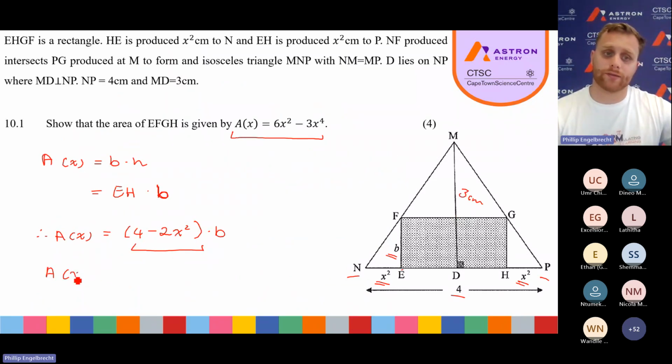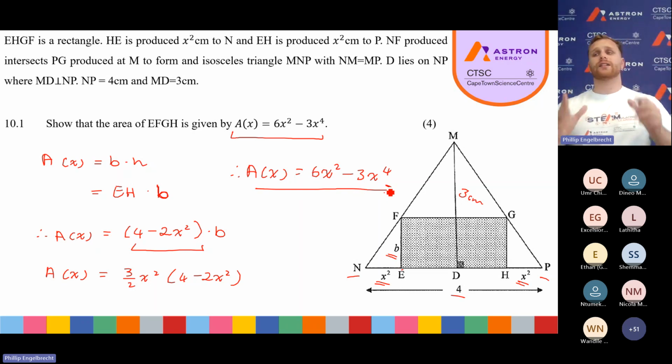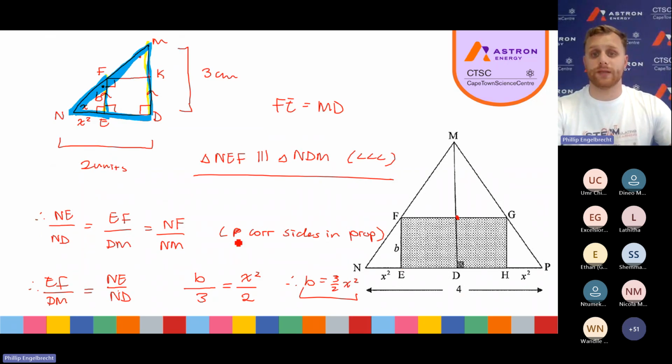So this becomes AX is equal to 3 over 2 x squared times 4 minus 2x squared. Okay? Now you just multiply it all out, and you get that AX is equal to 6x squared minus 3x to the power of 4. Okay? Guys, I know it's a lot, but the biggest thing about this question is we had to find what B was. The way you did that was you realized that these sides were all parallel with each other, and when you did that, you used your proportionality theorem, and that's how you got the value of B.